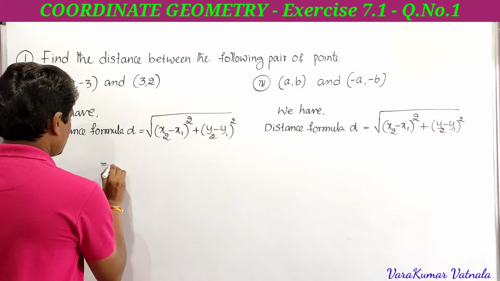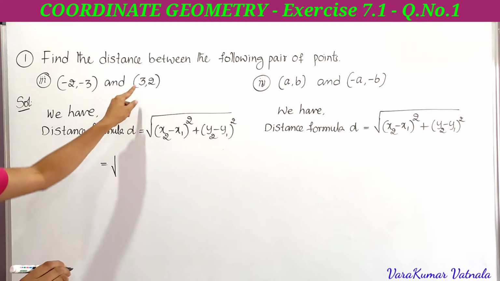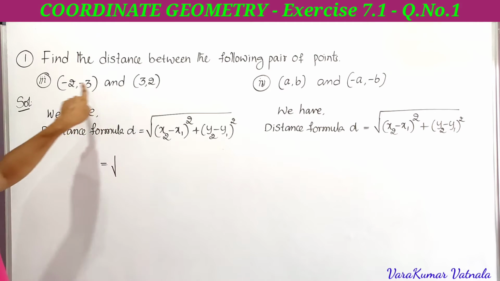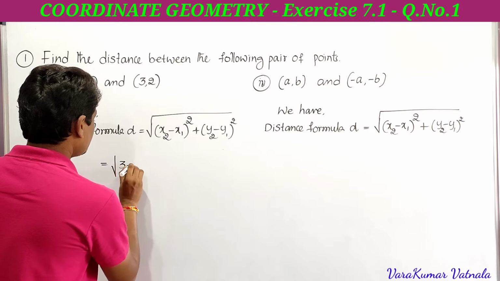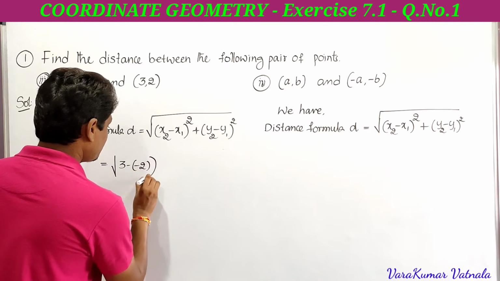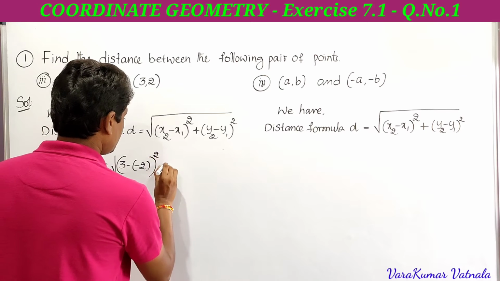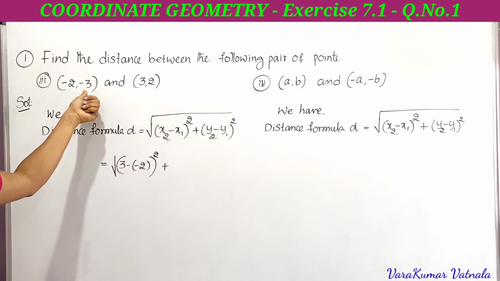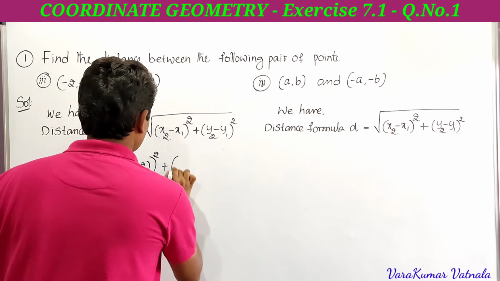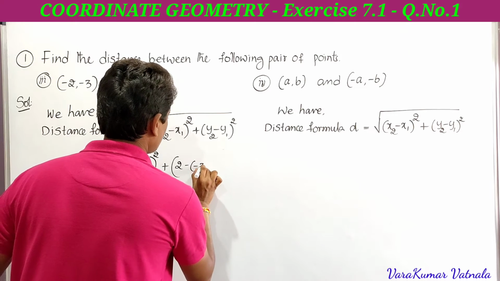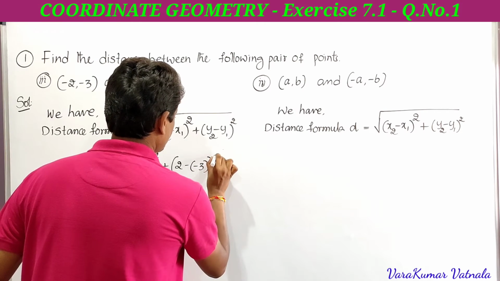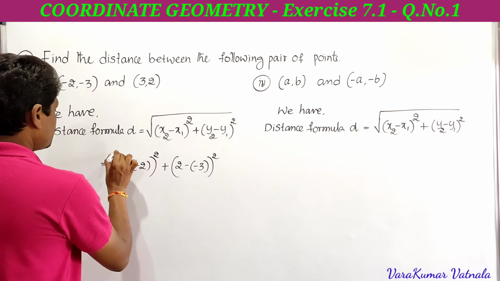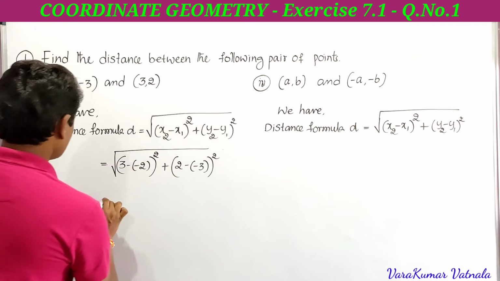Square root of x2 minus x1 whole square. Here x2 is 3, x1 is minus 2, so x2 minus x1 is 3 minus of minus 2 whole square, plus y2 minus y1. y2 is 2, y1 is minus 3, so y2 minus y1 is 2 minus of minus 3 whole square. Now we have to simplify.